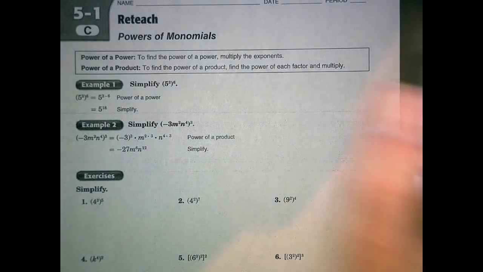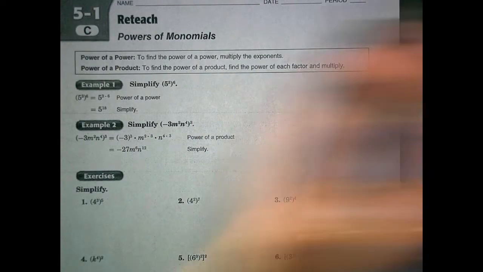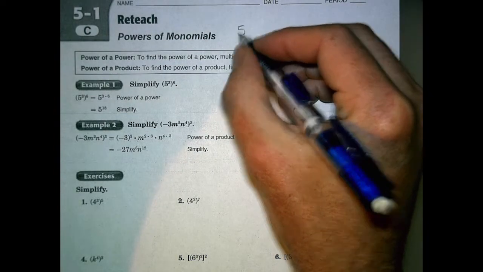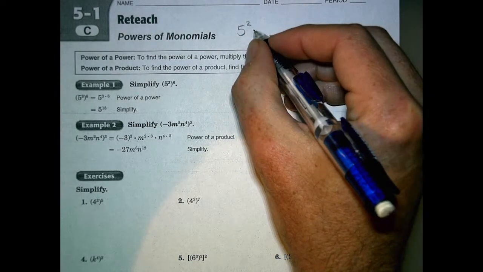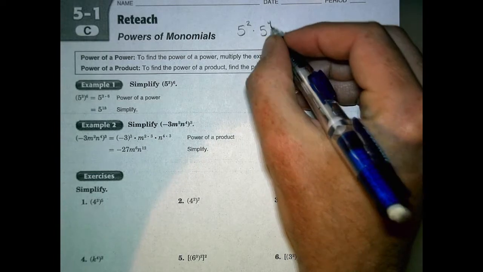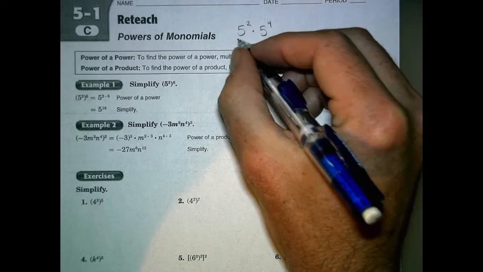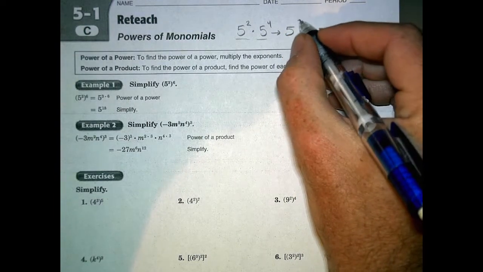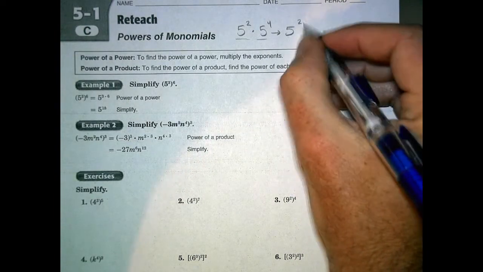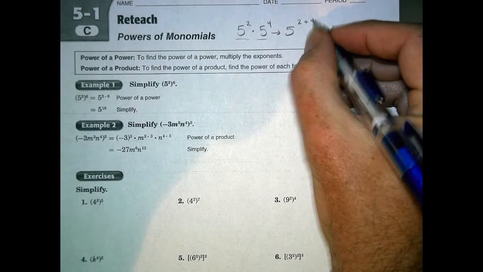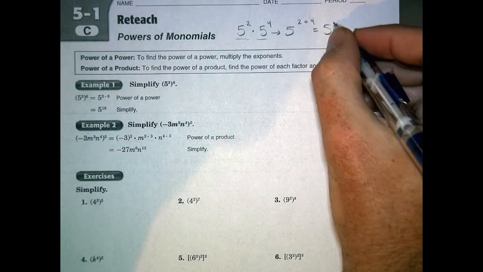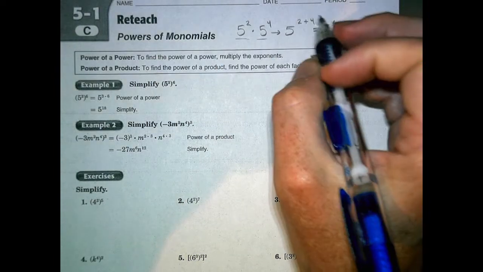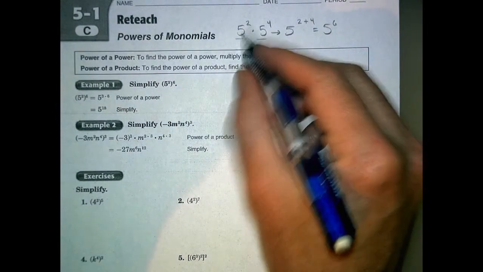Hi there. Today we're talking about powers of monomials. So just to back up real quick, yesterday when we were working on it, we had 5 squared times 5 to the 4th. If we were multiplying things of the same base, we would simply add those up, right? The base is 5, and then we'd add 2 and 4 together to give me 5 to the 6.